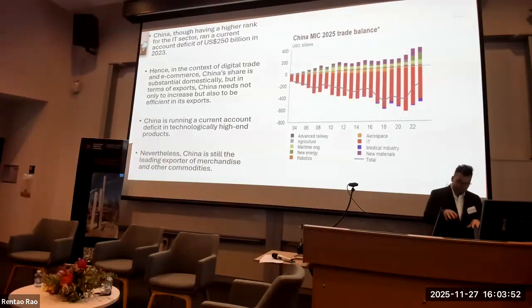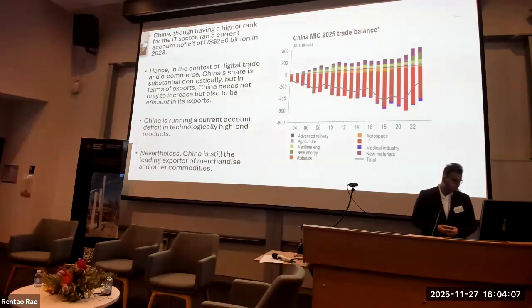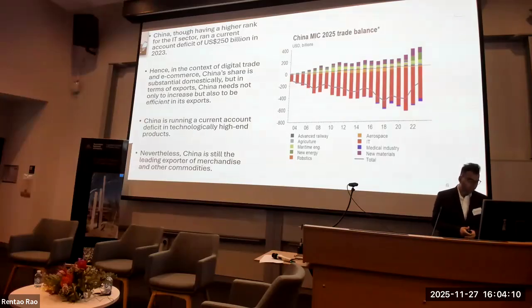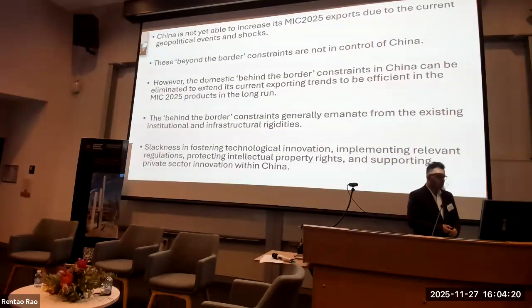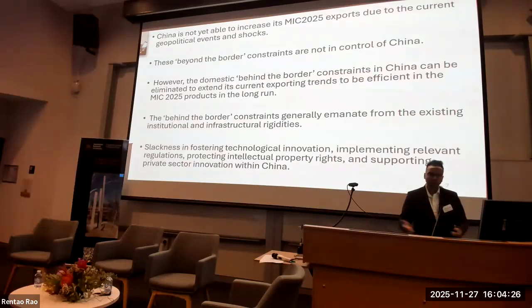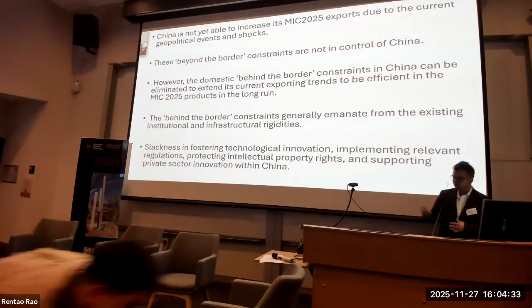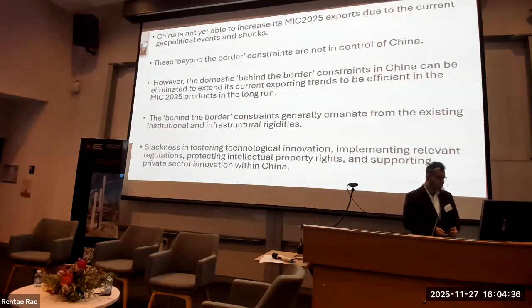But if we look at the services sector or the information technology sector, which is very crucial in digitalization, China is currently running a deficit, as well as a deficit in the MIC sectors. Nevertheless, China is still the leading exporter of merchandise. So the efficiency will be run on the merchandise commodity exports overall. So now the concept of behind-the-border constraints: we know China's domestic constraints, but there are some beyond-the-border constraints as well, which will be coming in the next slides.